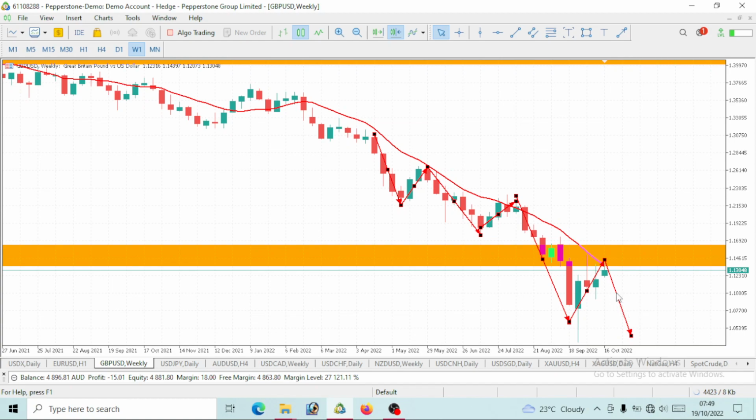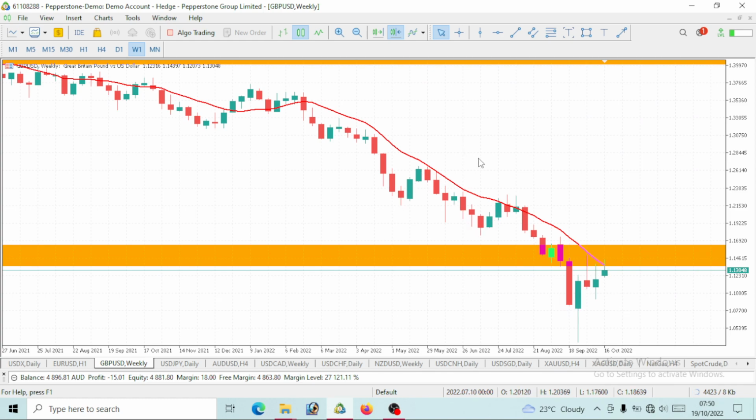So GBPUSD, the fourth reason I've just given you, is that on the weekly time frame we have to go bearish. If the weekly time frame says, okay, it's now time for us to go bearish, then it will definitely reflect on our daily time frame, 4 hour time frame, and 1 hour time frame. So on the weekly time frame we are to go bearish, right?